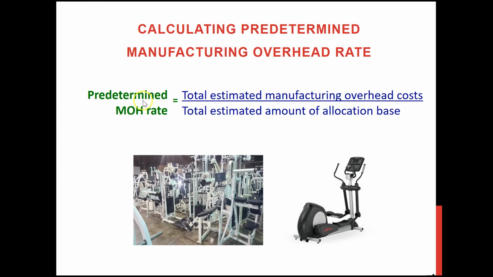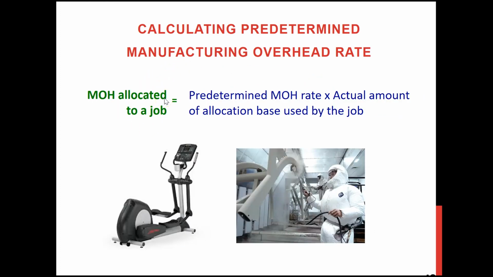Once you know your predetermined overhead rate, then for a specific job you need to check the actual amount of your cost allocation base. And you need to multiply the predetermined overhead rate by the actual amount of allocation base used by the job. This is how you calculate your allocated manufacturing overhead cost.